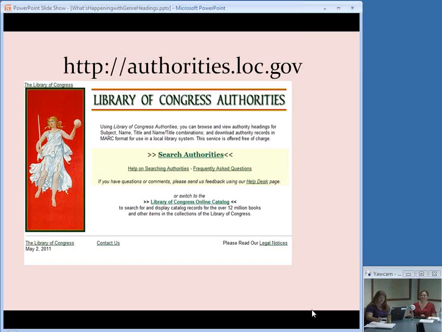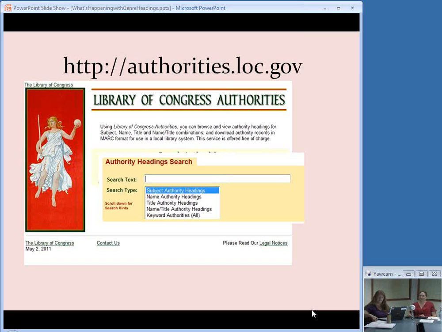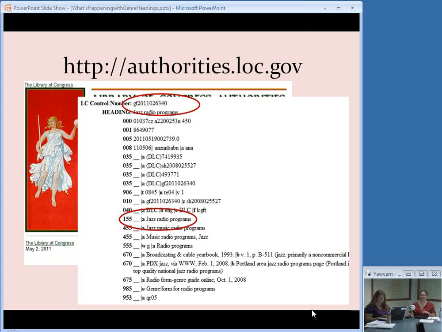So right now, if you click on that Search Authorities, you get this screen, and you can choose from subject, name, title, things like that. What you don't see is a separate genre search, which would make things a lot easier, but for now you can search the genre terms as part of the subject authority headings. So if you have an idea of what you want to search for, like jazz radio programs, you can type that in, and you will get the new authority records. They have the 155 field for the authorized term, and they do have the new control number that begins with the GF prefix, but they just haven't separated it out into a separate index, and I hope there are plans to do that. I don't know for sure that there are.